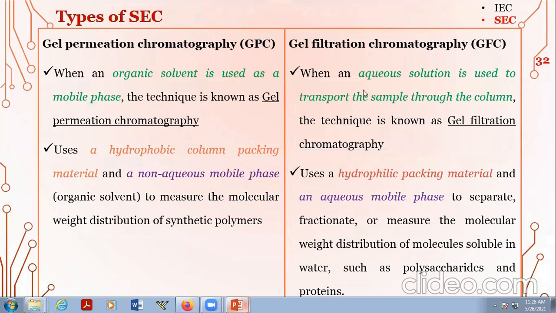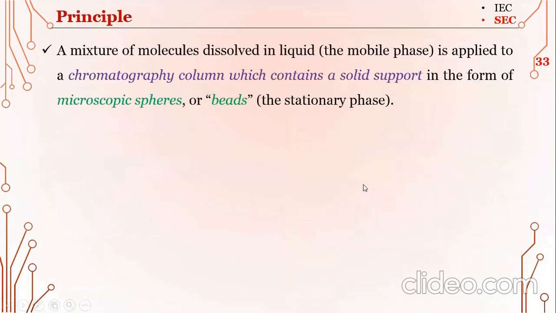So basically we have two types. The first one is gel permeation, where we use organic solvent, and the other is gel filtration, where we use aqueous solution or aqueous solvent. Next is the principle: what is the principle of size exclusion chromatography? A mixture of molecules dissolved in liquid, that is the mobile phase.